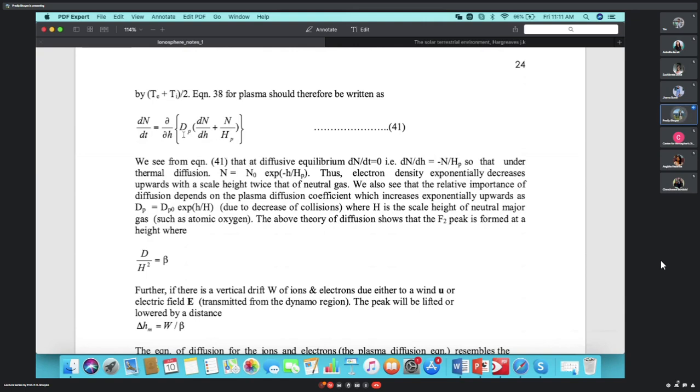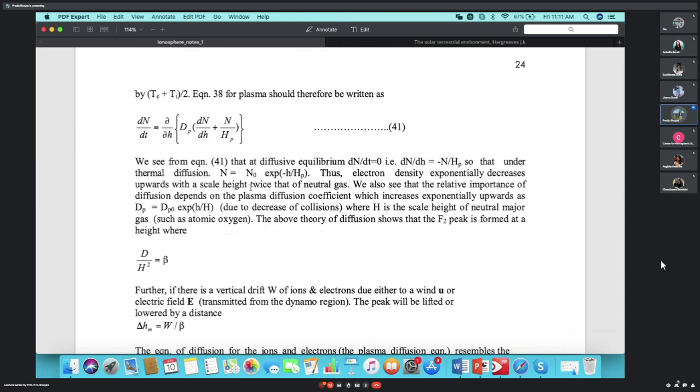D_p is not 0, the diffusion coefficient is not 0. So this is 0, or one is equal to minus the other. So under thermal diffusion, what happens? n becomes equal to n naught exponential minus h by H_p. So electron density exponentially decreases upward with scale height twice that of neutral gas.